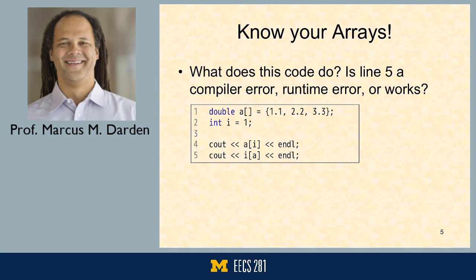So, what do you think here? I've got an array of doubles, A, and an int I, and then the C output statement. So the question is, what happens in line 5? Does it compile? If it does compile, does it have an error? Or does it compile and work?